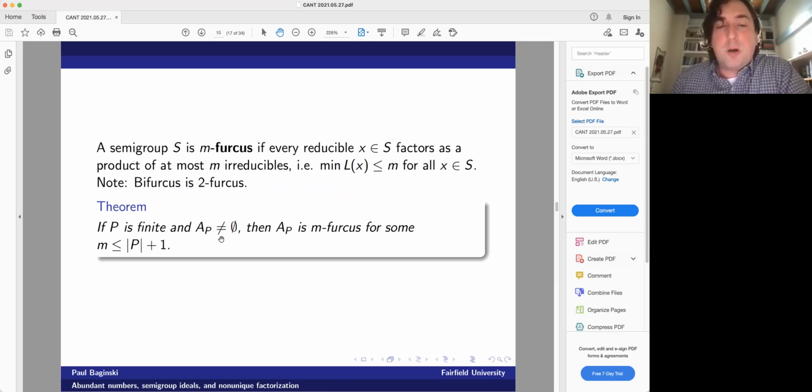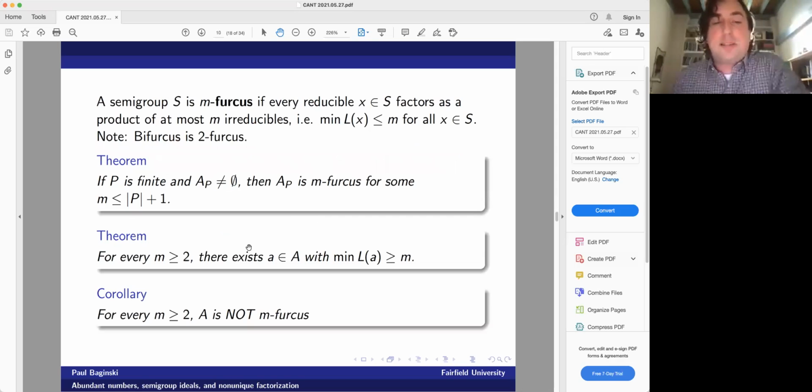Now, this theorem on its own says that each set of primes has some M, but it could be the same M for all the sets. So it could be that the whole set A is M-furcus, but that's actually not true, based on the next theorem. The next theorem says that for every M, I can find an abundant number whose minimum factorization length is at least M. So this element A cannot be written as a product of fewer than M irreducible abundant numbers. And that means that this A is not M-furcus.